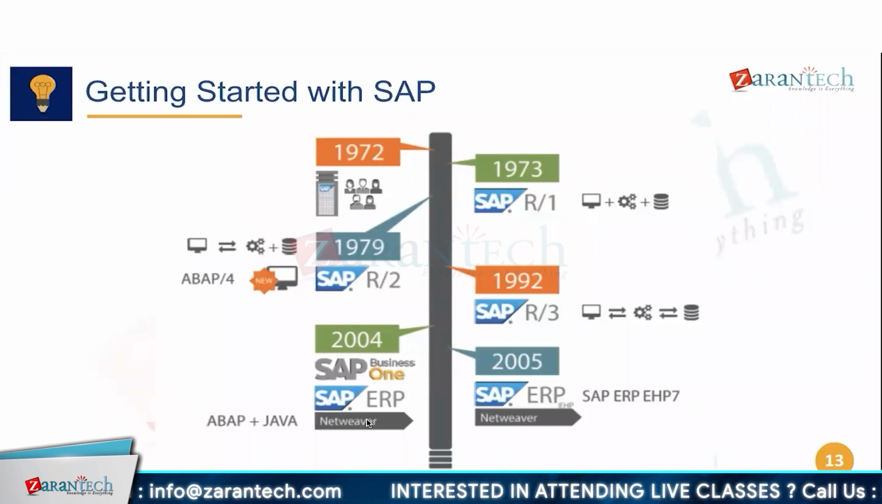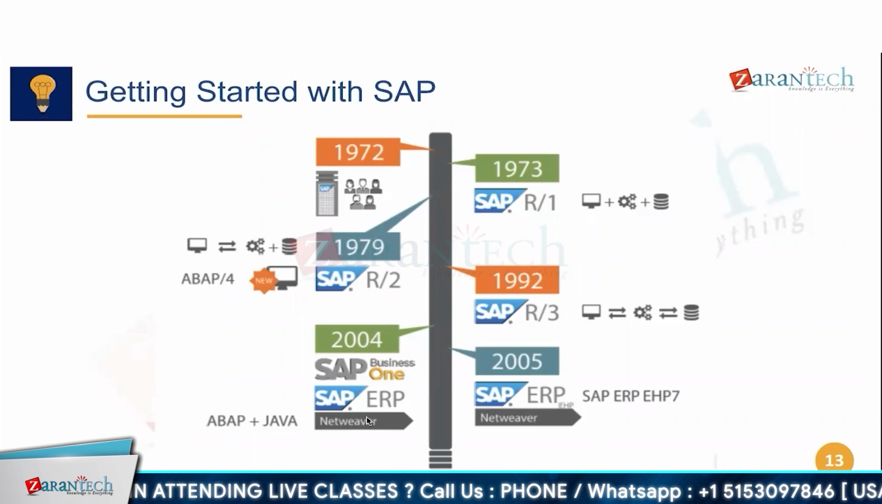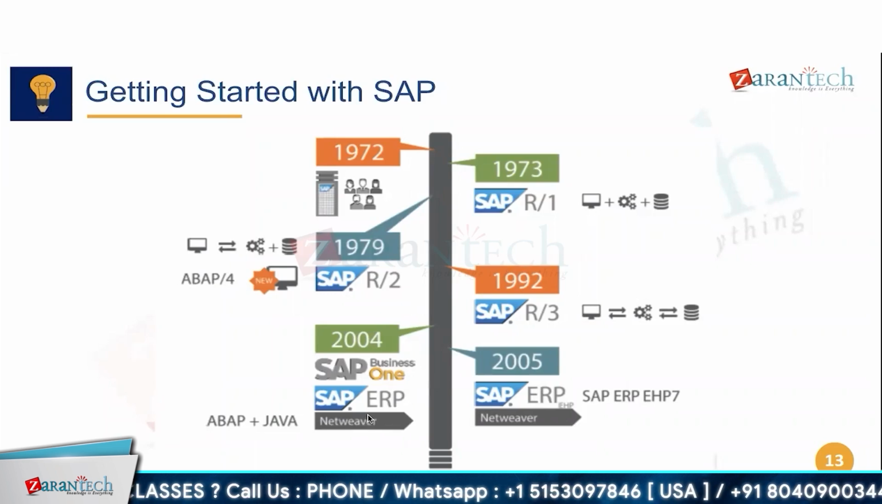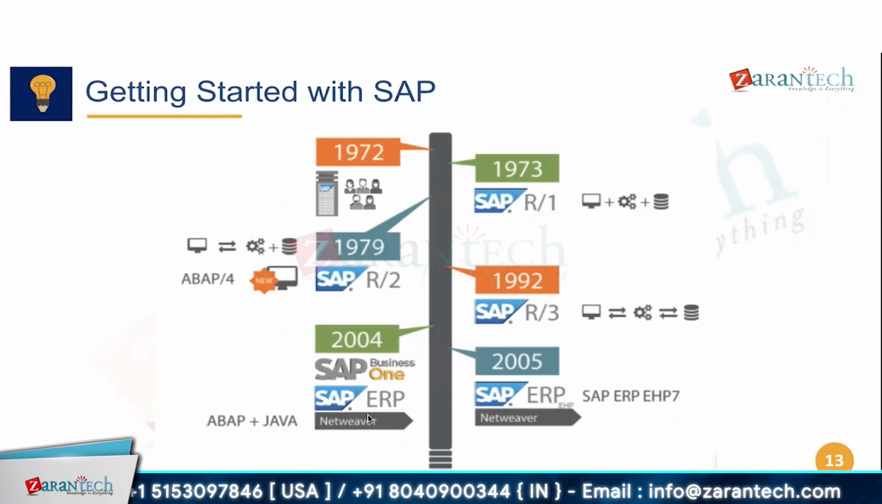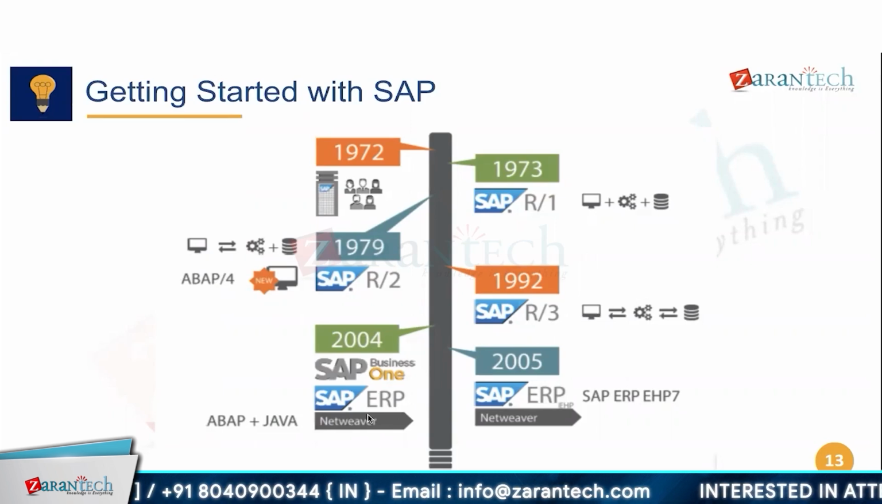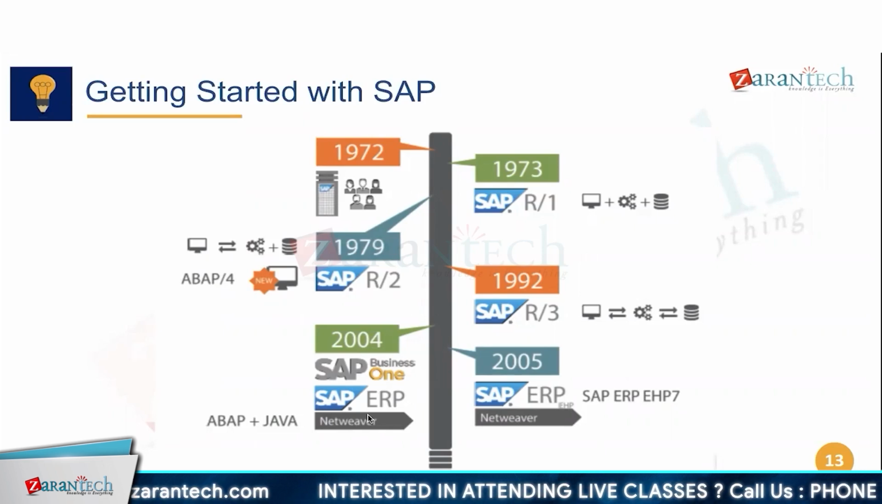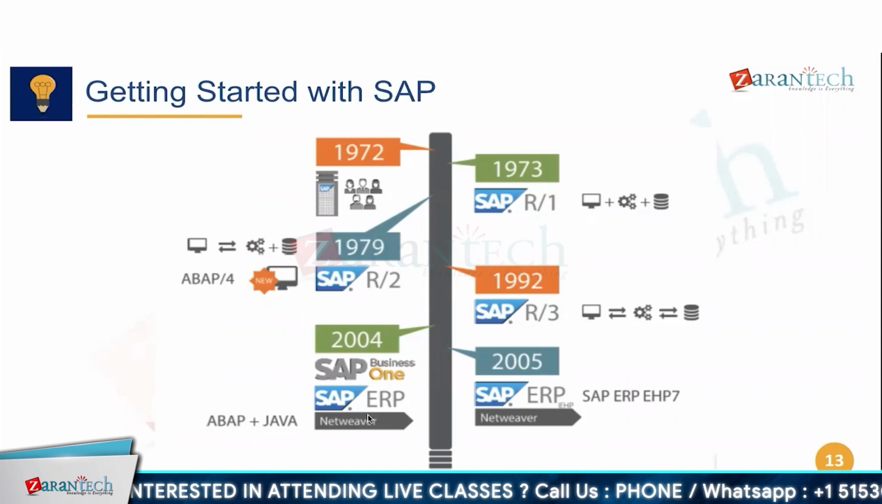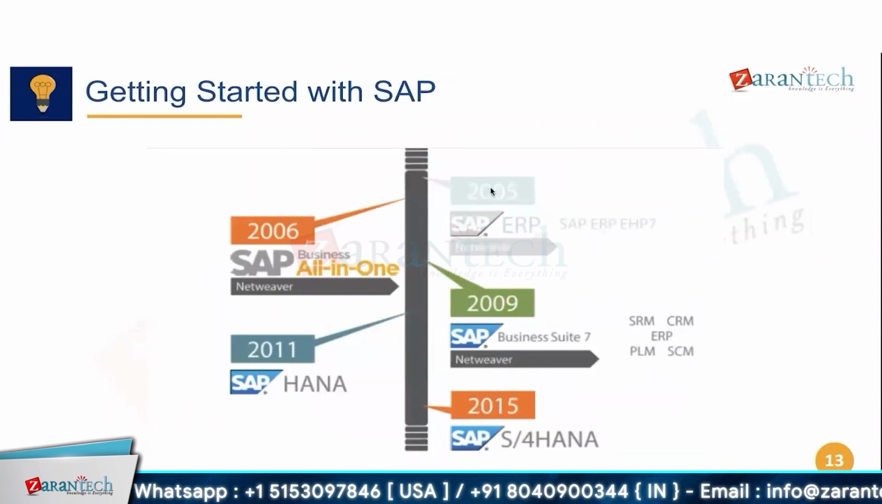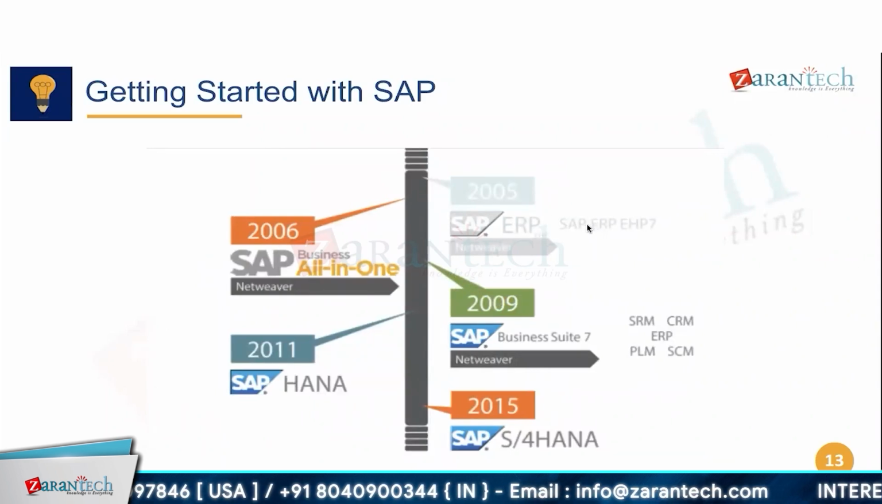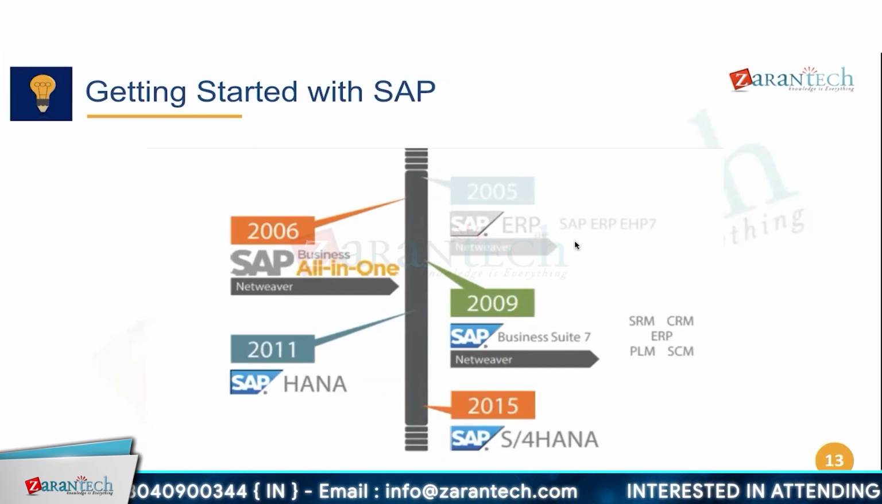So what is the latest EHP? It's EHP 8. When this slide was made it was EHP 7, but EHP 8 is what we have now. SAP has stopped creating enhancement packages after EHP 8. That is the latest ERP. The next version after ERP is SAP S4, which we will talk about at the end of the session. We will talk about SAP S4HANA, which they introduced in 2015. In 2005 they released this ERP, then EHP 7, and the latest EHP is EHP 8.